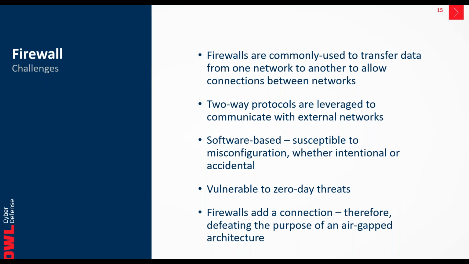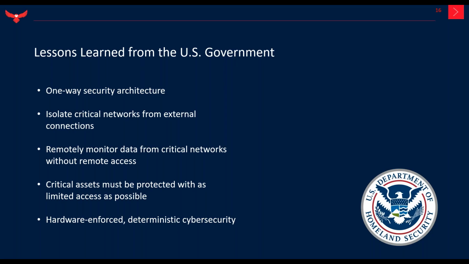The industry has many cybersecurity guidelines. Organizations such as the NRC, NERC, ISA, NIST, and many others provide guidance. The U.S. Department of Homeland Security issued guidance a few years ago focused on 7 strategies for securing industrial control systems. A few of the important guidelines provided from the DHS include: implement a one-way security architecture where and whenever possible. Isolate critical networks from external connections and reduce the number of network connections.